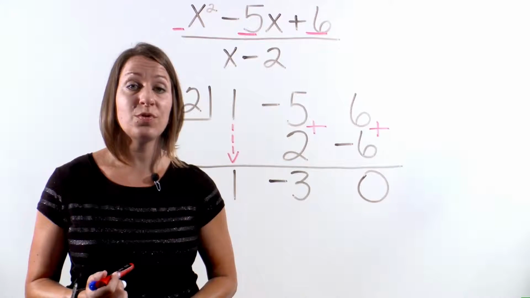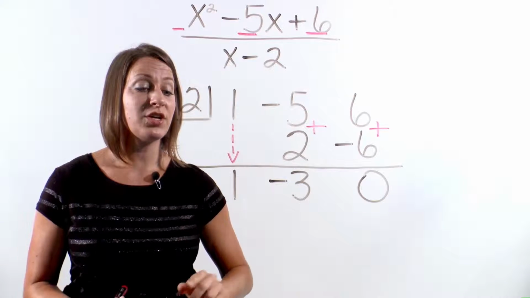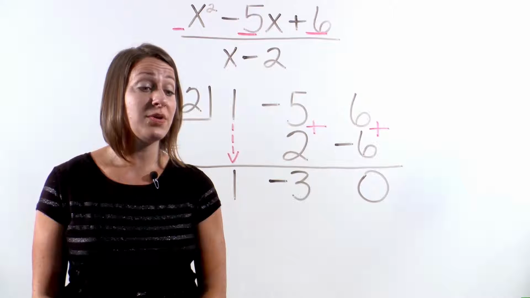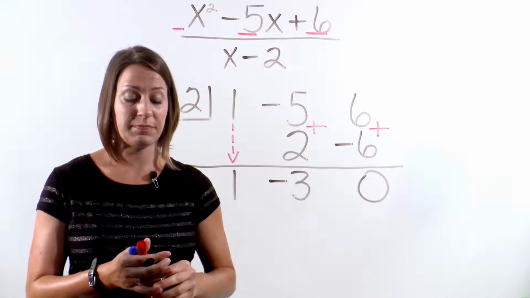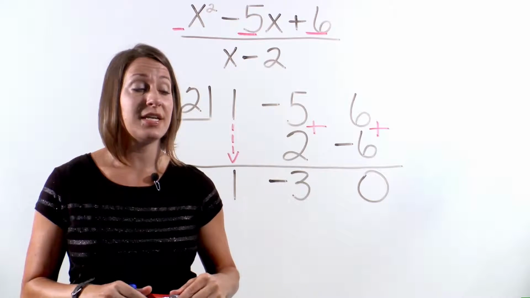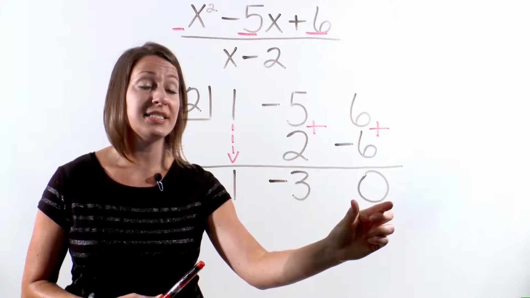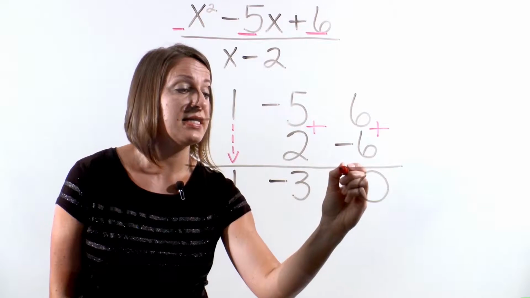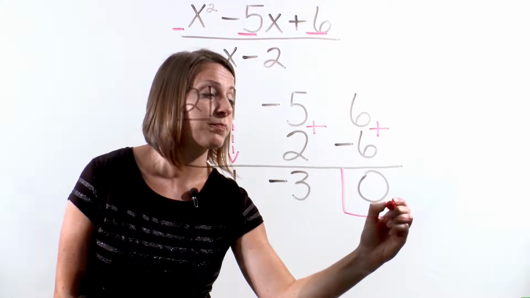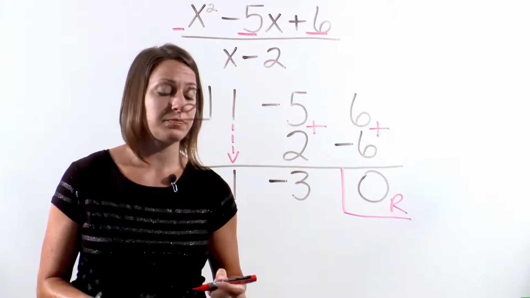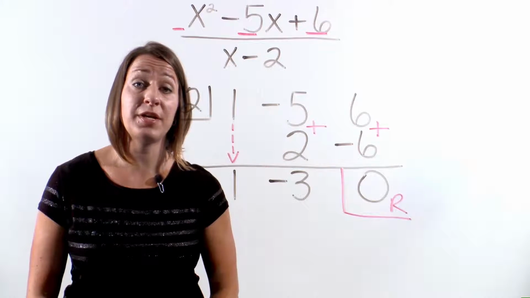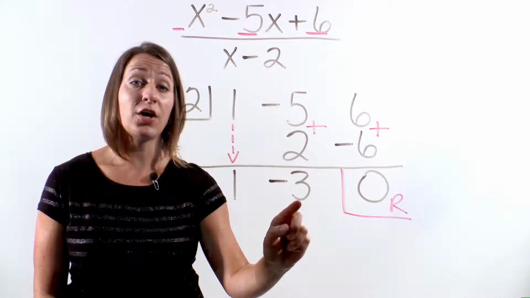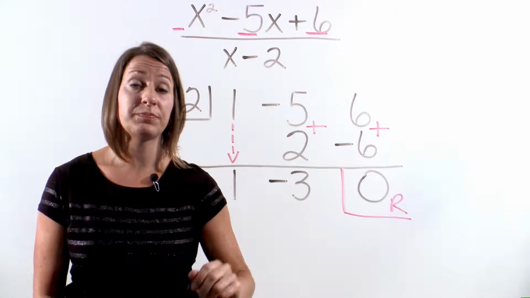Now our answer is almost complete. We have the coefficients to our answer, but now we need to put in our variables. When working with synthetic division, the very last number on the answer line is considered our remainder. So this problem has a remainder of 0. The 1 and negative 3 are the coefficients to our answer.